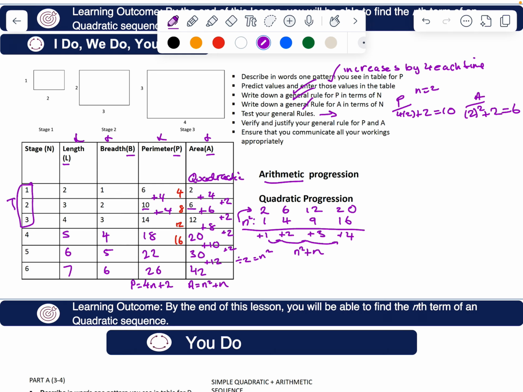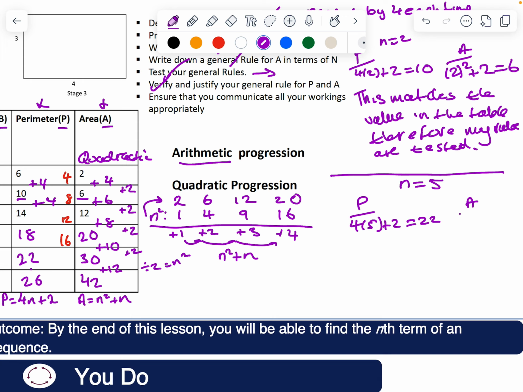Now we're going to verify and then justify after that. So verify, you're going to do exactly what we've just done, but you need to put the numbers in that you predict, okay? And you can pick any of them. I'm going to pick 5. So n is 5. So that means my answer should be 22 and 30. So the perimeter, we're going to have 4 times 5 plus 2. That's 22. Area is going to be 5 squared plus 5. So that's 25. So that is 30. So they match.